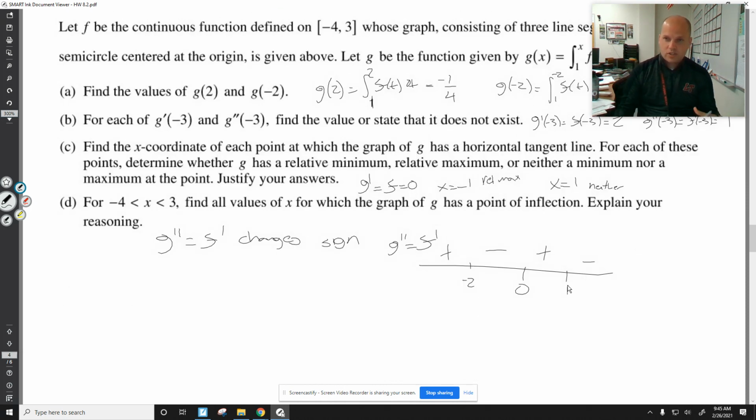Now, do the sharp points matter? I don't care about sharp points. Don't worry about sharp points when it comes to finding when signs change. Your answers are -2, 0, and 1. Those are your points of inflection.